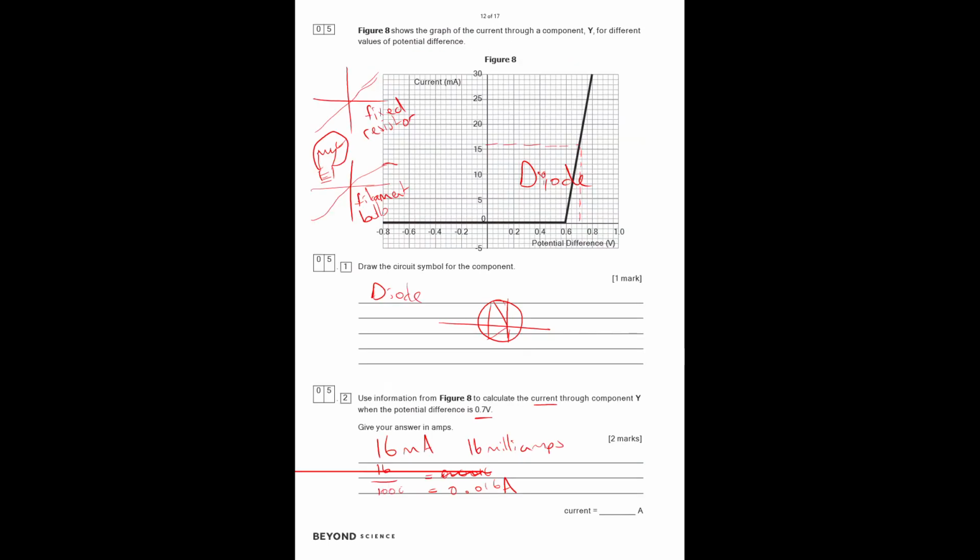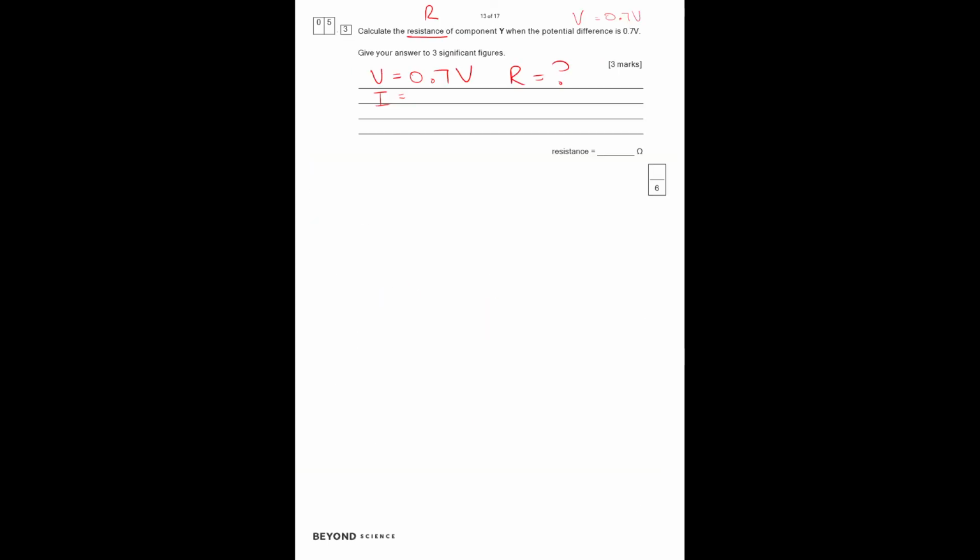Calculate the resistance R of component Y when the potential difference V is 0.7 volts. So I'm very fond of making note of what the question tells me. V is 0.7 volts. We're looking for R. Do I know any equations that link V and R? Yeah, I do. I know one with current inside it as well, and that's I. We just worked that out. 0.016 amps in the previous question.